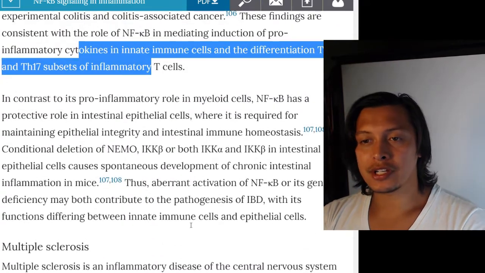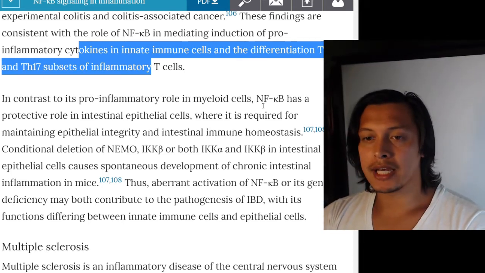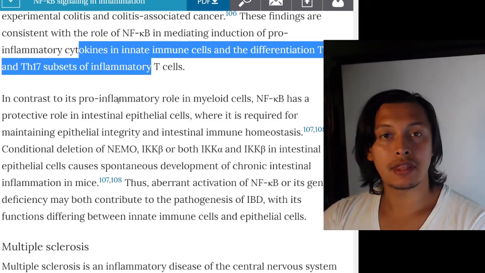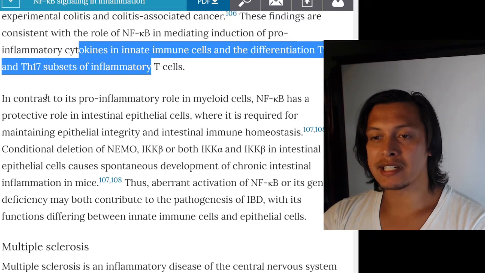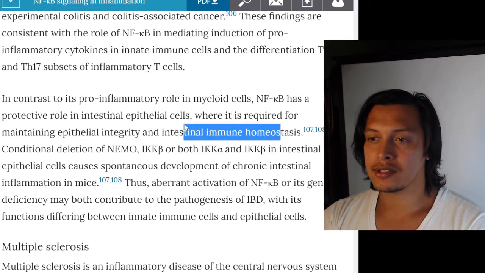So, in contrast to its pro-inflammatory role in myeloid cells, nuclear factor kappa B has a protective role in intestinal epithelial cells, where it is required for maintaining epithelial integrity and intestinal immune homeostasis.